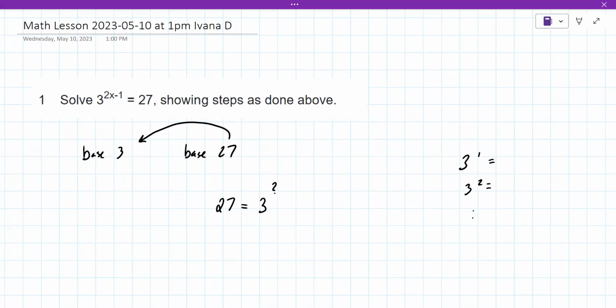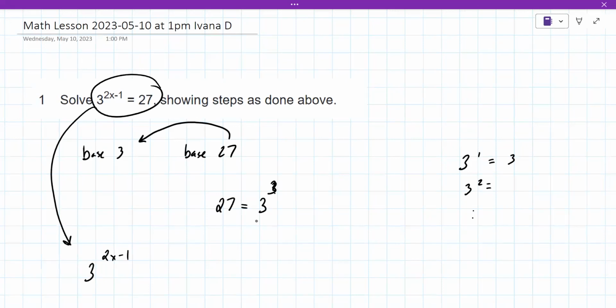Okay, 3 to the first power is 3, right? Yeah, 3. So we want to get 27 from 3. Like 3 to the 1 is 3. That's not 27. We're looking for 27 as 3 to some power. That would be 3 to the third. Good. So now we can rewrite this up here above as 3 to the 2x minus 1 equals 3 to the third. Okay, so we just rewrote 27.